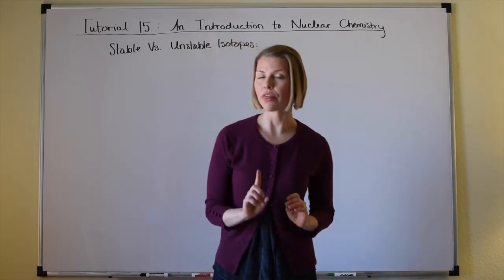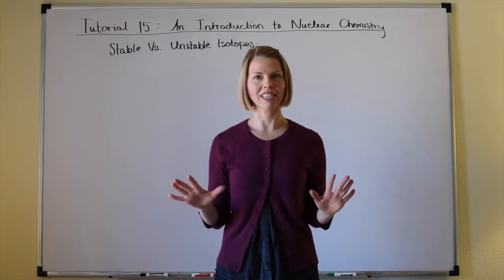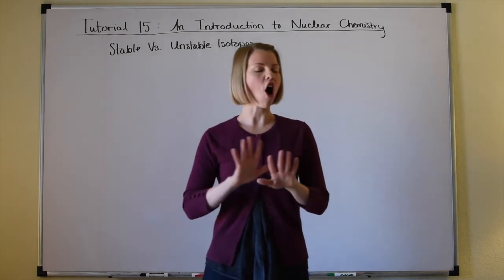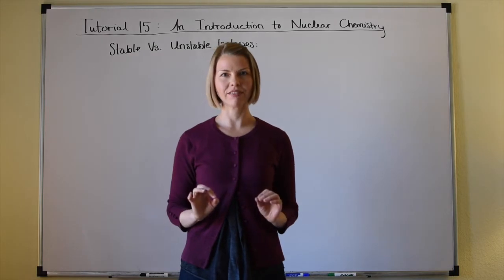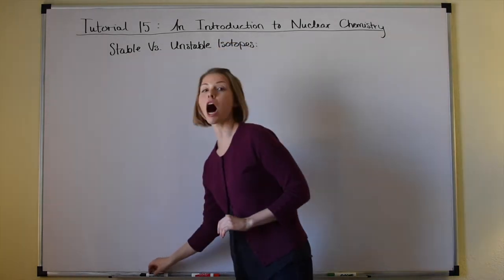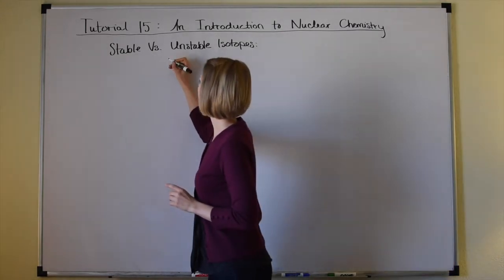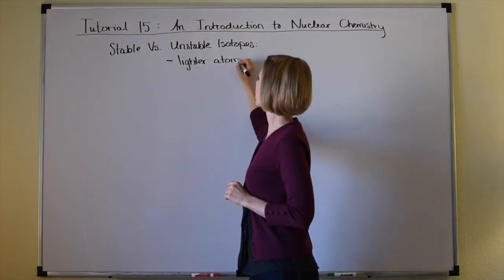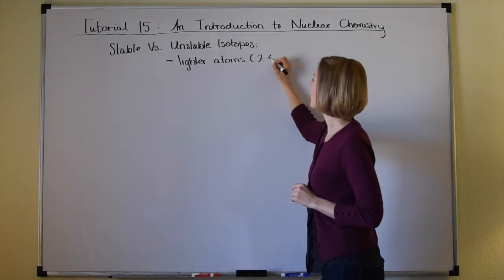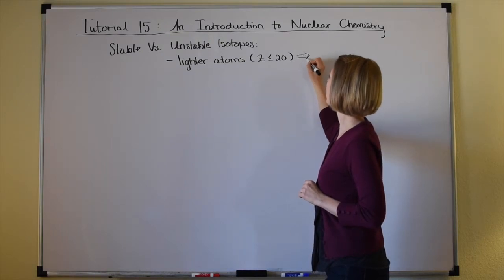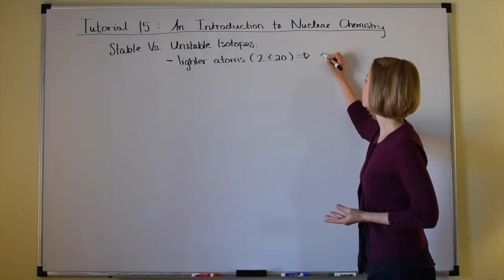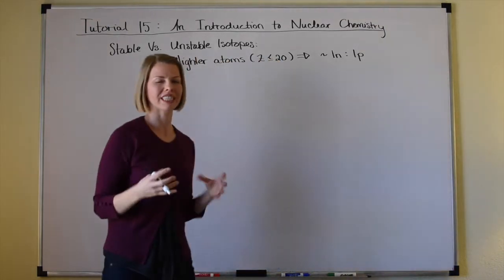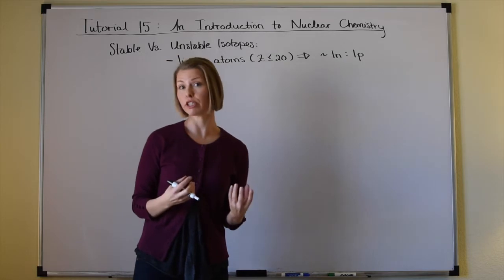Beyond atomic number 83, there's no number of neutrons that can maintain a stable nucleus. Beyond atomic number 83, all isotopes are radioactive. So let's write those 3 main points up here on the board. So number 1, we said for the lighter atoms, those with an atomic number less than or equal to 20, it takes a relationship of about 1 neutron to every 1 proton to maintain a stable nucleus. It doesn't have to be exactly 1 to 1. It's going to be somewhere close to 1 to 1.